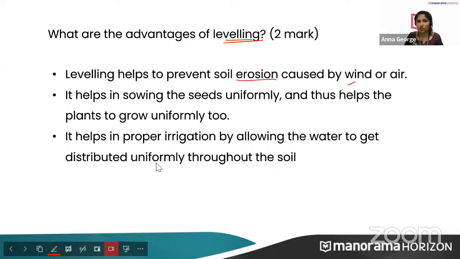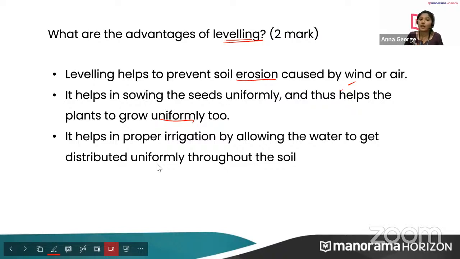They can prevent soil erosion because we are breaking these large crumbs. And it helps in sowing the seeds uniformly and thus helps the plants to grow uniformly too. If the soil is not leveled or has large crumbs, we will sow the seeds here and there, and the seeds will germinate, but there will not be a specific pattern. It may not be uniform. So in order to help the plants grow uniformly, leveling is done.